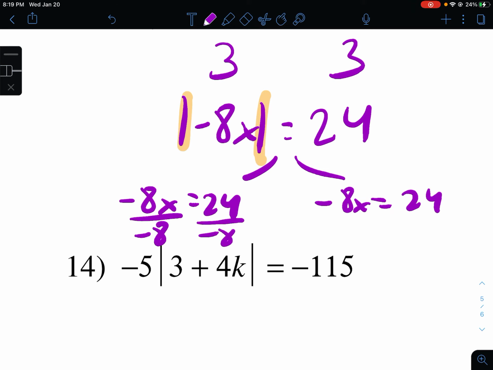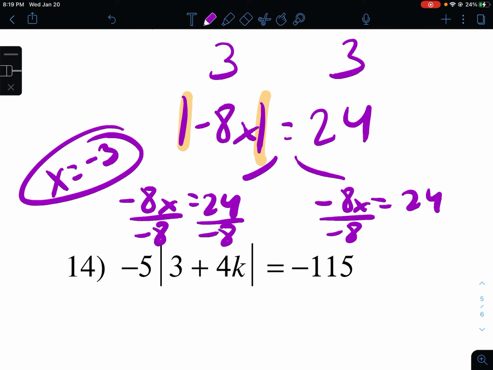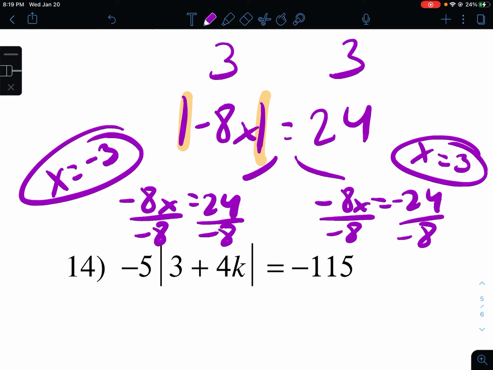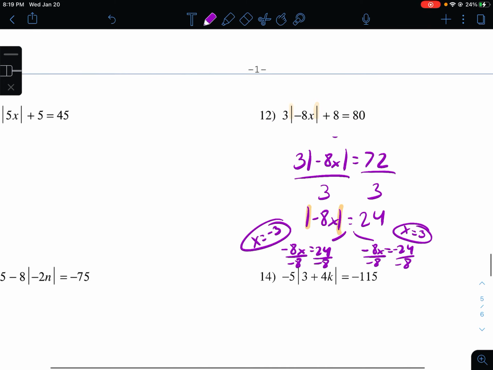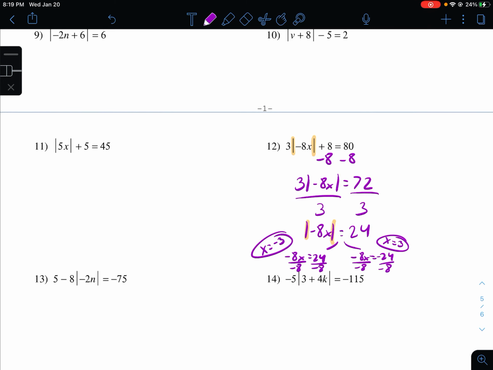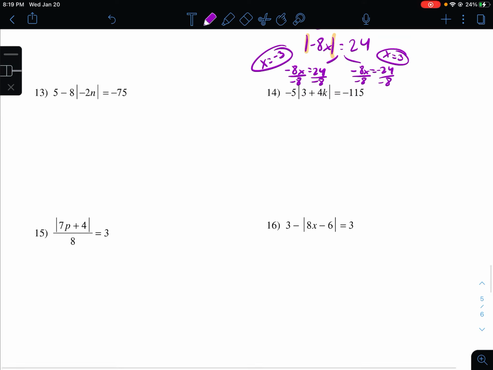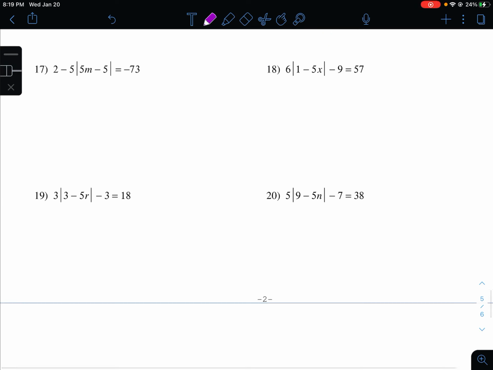I'm going to run out of space here. So for this one, we end up with x equals negative 3, and for this one, we end up with x equals positive 3. All right? So that is how you would do something like that. Let's do a couple more here.